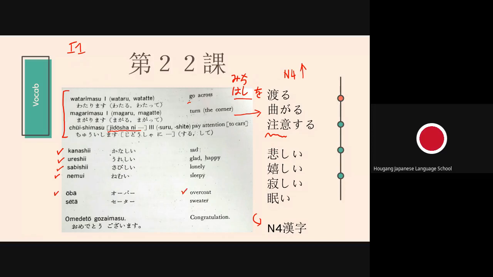Overcoat, not sure what that is. Maybe a very big coat. Okay, seta, sweater. Maybe those that people wear in winter. Omedeto gozaimasu, right? Omedeto, congratulations. That's about all. Okay, any questions?